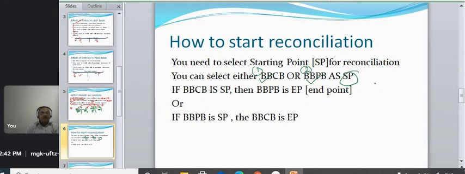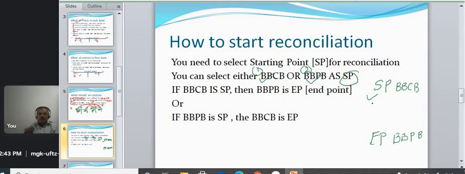Bank reconciliation will have 2 points. One is the starting point and one is the end point. So if you take BBCB as a starting point, then BBPB will be the end point. Vice versa, if you take BBPB as a starting point, then BBCB will be the end point. So students will have an option to select, or an examination question might ask you to follow a particular book as a starting point. If nothing is given, it's your choice. So you can select either BBCB or BBPB as a starting point.